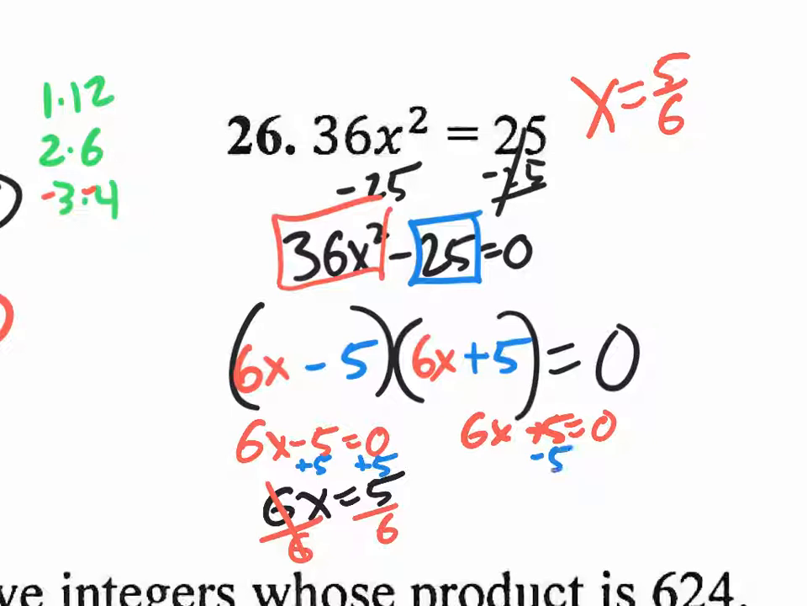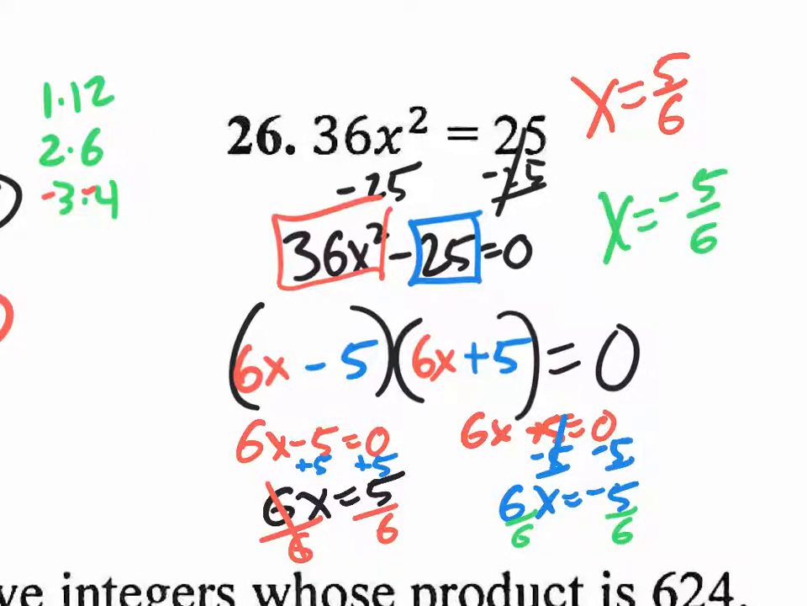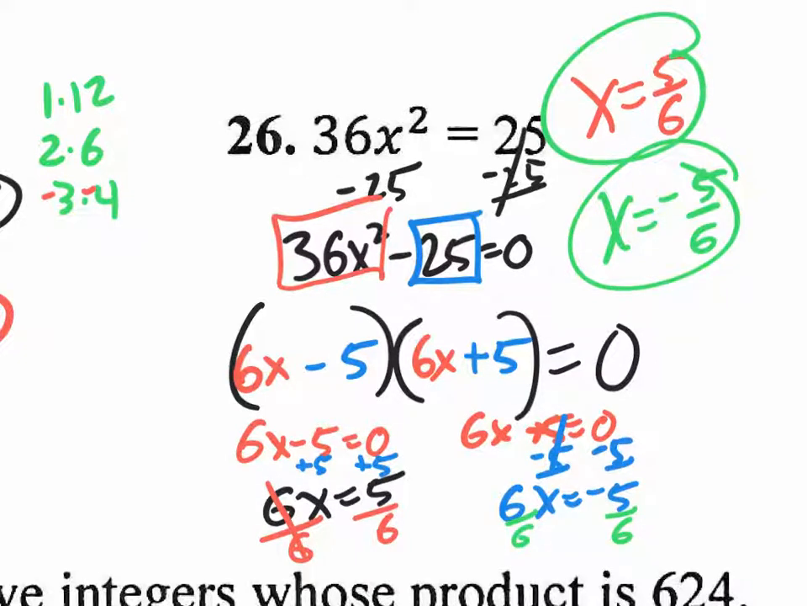The other one, subtract 5. You have 6x equals negative 5. Divide by 6, x equals negative 5/6. So those are your two answers.